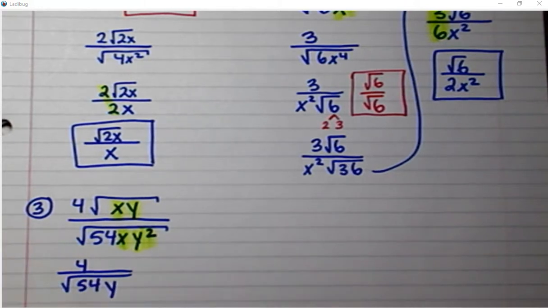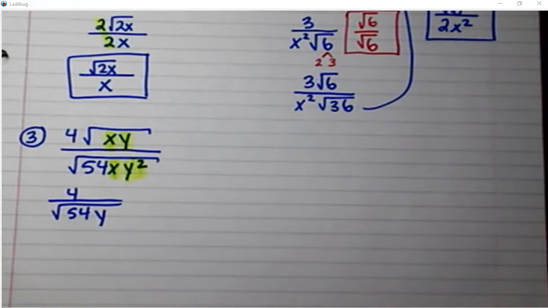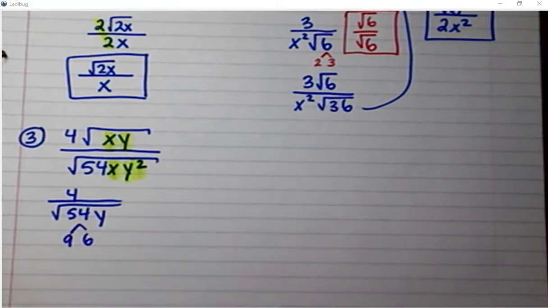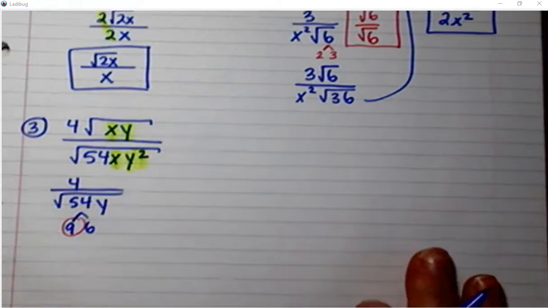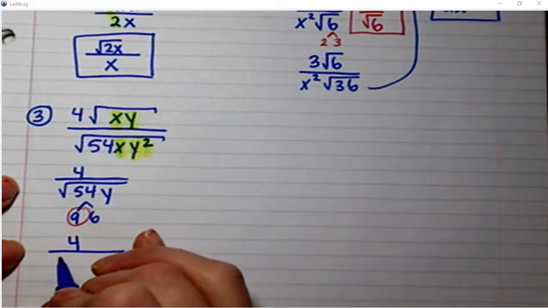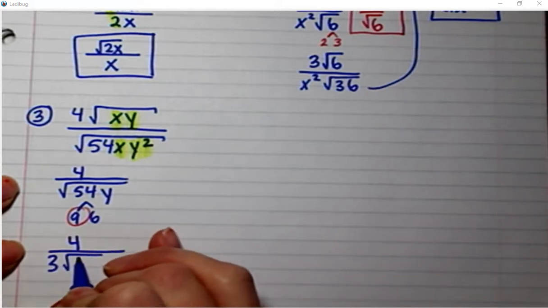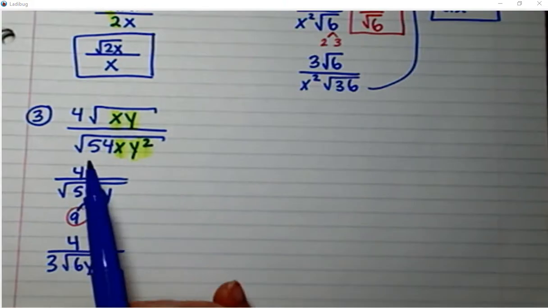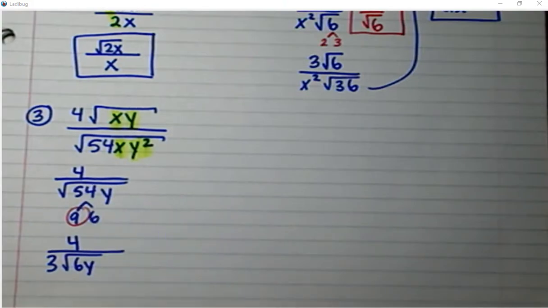Root 54y. Now, Leanna, what's one more thing I can do to simplify this radical before I try to rationalize? Yeah, so 54 is 9 and 6. 9 is the perfect square. Fantastic. So I'm going to take out the 3. Now I'm ready to rationalize. And it looks a whole lot nicer than the starting point, which would have me multiplying by root 54xy squared. Okay? No. Smallest radical possible.